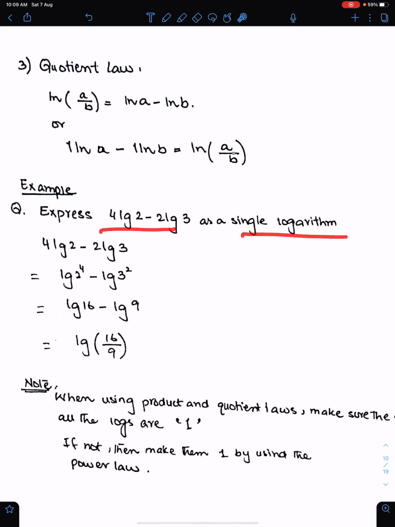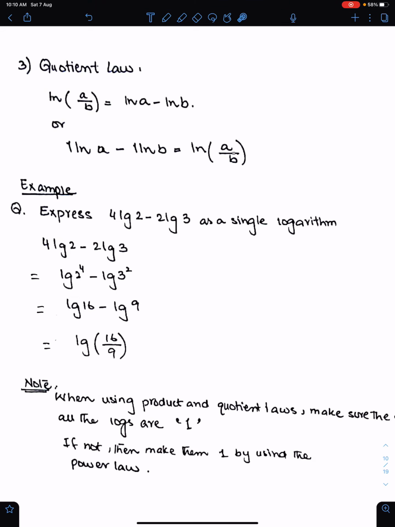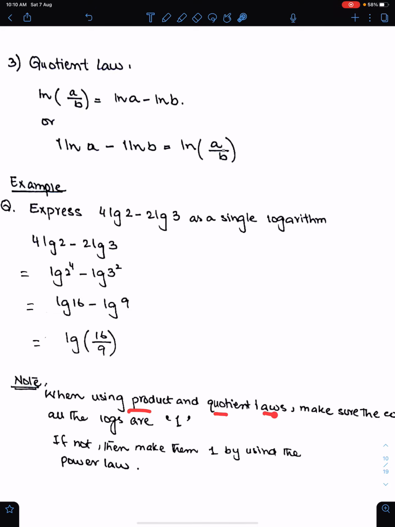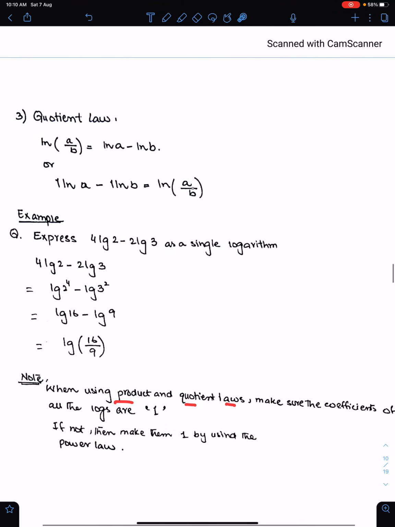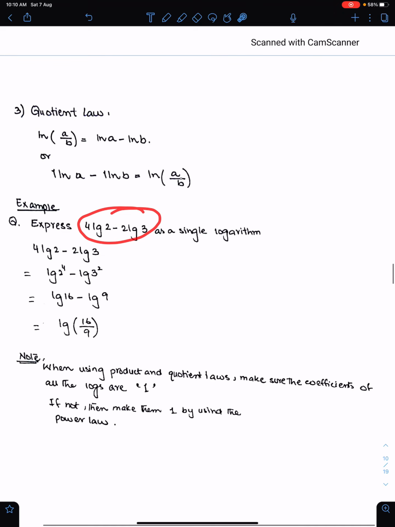Express this as a single log. Number 1, you have to make the coefficients of both the logs 1 with the help of the power law, like this. This 4 can come here and this 2 can come here. This is the simplified form, and this is the reverse form of the quotient law. Note, when using product and quotient laws, make sure the coefficients of all the logs are 1. If not, then make them 1 by using the power law, like in this case.